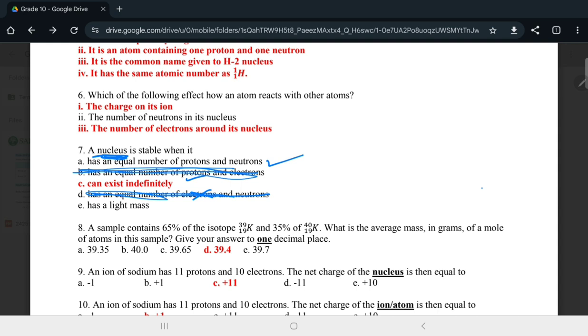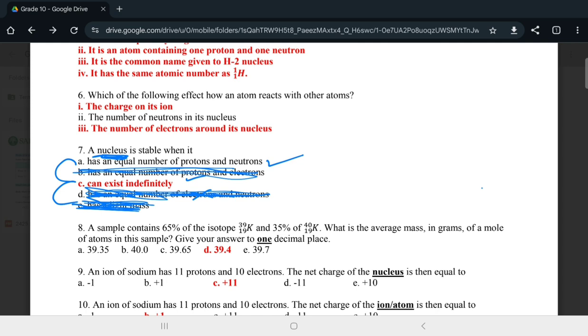Light mass. What on earth does a light mass have to do with being stable? Okay? Now that we have these options, we can instantly eliminate light mass, because that doesn't make sense at all. And equal number of protons and neutrons. Think about it. Think outside of the box. You should memorize it, but think. How can the number of protons and neutrons being equal, their equality, affect a nucleus's stability? It does not affect a nucleus's stability.